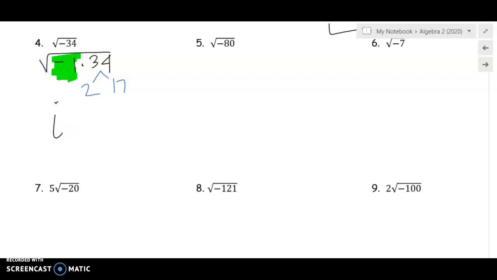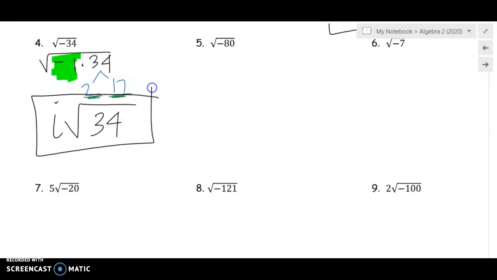I got to put the i. And then these are both leftovers. They didn't get me anywhere. So 2 times 17 is going to keep me with a 34 underneath. Notice how it's different. It's not the same as what we started with. I have an i in my answer now.